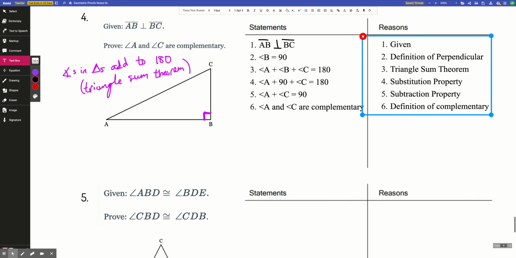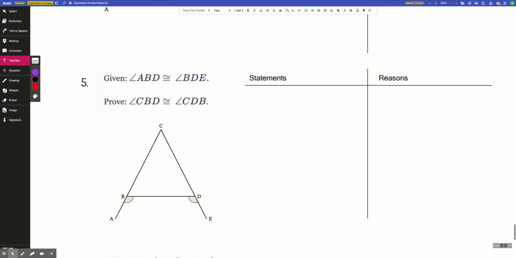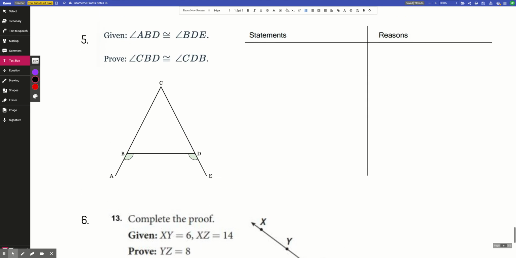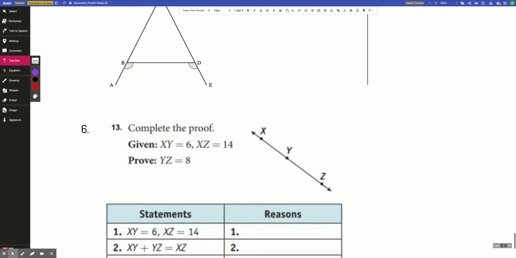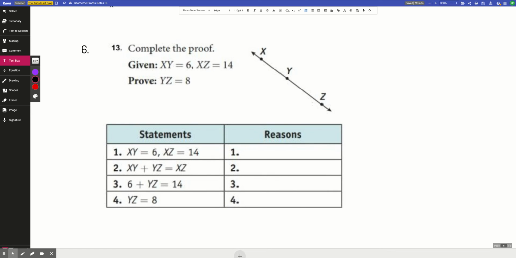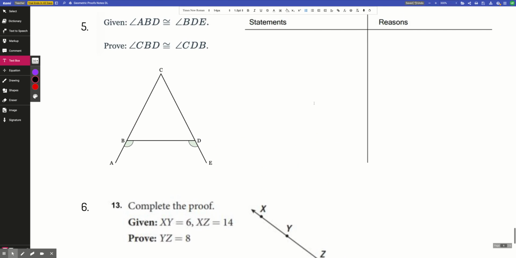All right, so I'm going to scroll down just a little bit. That is our completed proof there. Okay, and then I would love for you to try 5 and 6 on your own. If you want to start with a slightly easier one, 6 is easier of the two that are here.